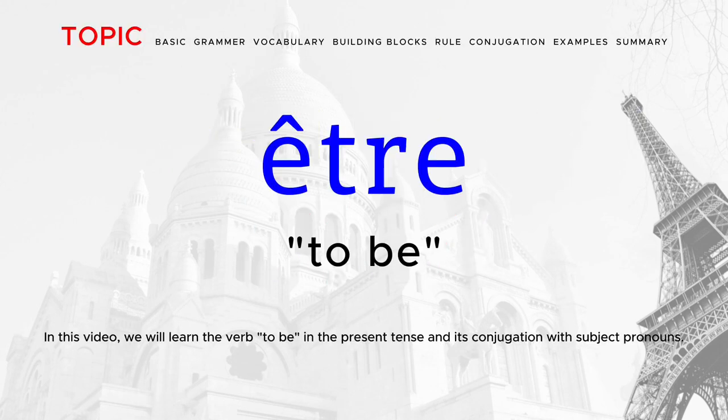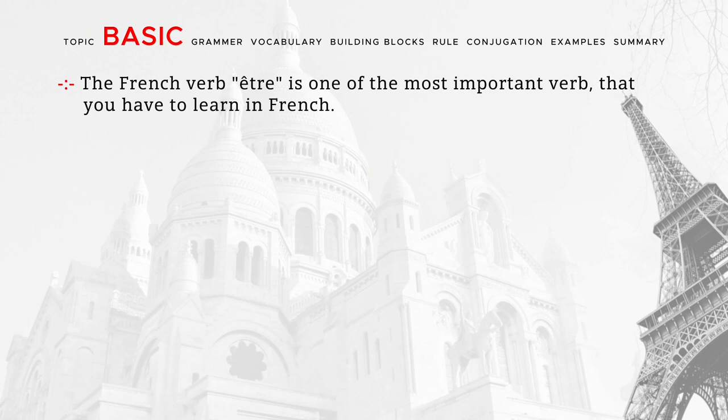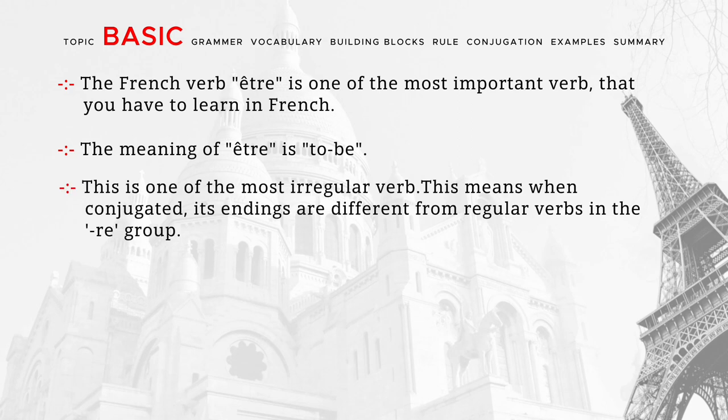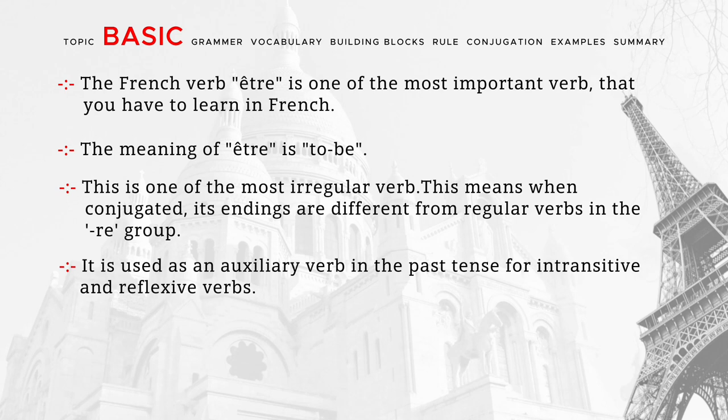In this video, we will learn the verb to be in the present tense and its conjugation with subject pronouns. The French verb être is one of the most important verbs that you have to learn in French. The meaning of être is to be. This is one of the most irregular verbs. This means, when conjugated, its endings are different from regular verbs in the -er, -re group. It is used as an auxiliary verb in the past tense for intransitive and reflexive verbs. I know, currently it sounds complicated, but once you start learning and practicing, it will be fun conjugating the verbs.